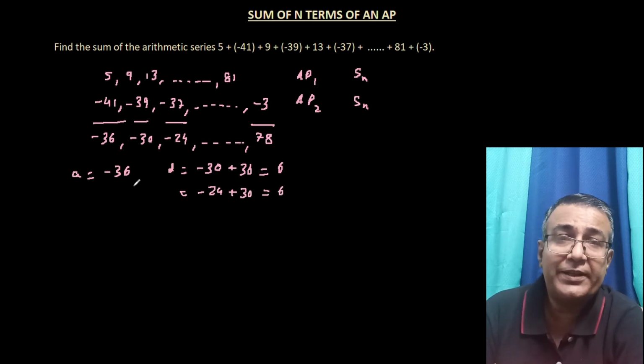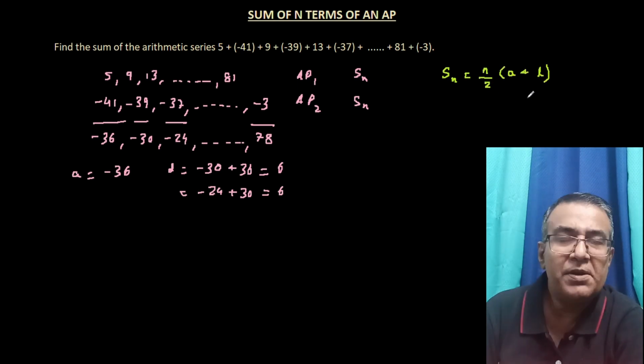Then since we have to find the sum of n terms of this AP, let's start by writing out the formula for the sum of n terms. Again, the last term is known here, so we can take the other formula. S of n is equal to n by 2 times a plus l, where a is the first term and l is the last term. But what we don't have in this formula is how many terms are there.